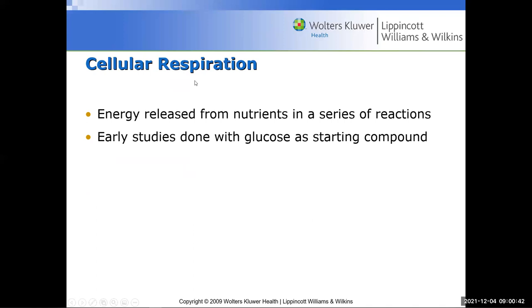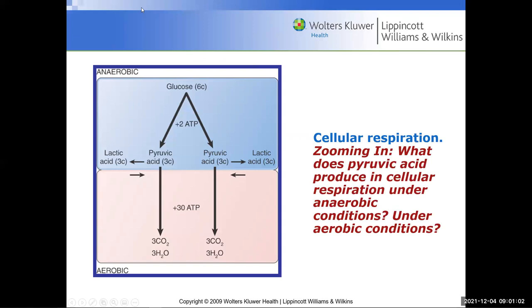We mentioned previously that the importance to us of actually eating is really to produce energy. This energy is released from the nutrients in a series of reactions. One of the important things, in terms of a number of studies that were done, was related to glucose. So glucose, which is a 6-carbon sugar, releases 2 ATP at the level of the cytoplasm.